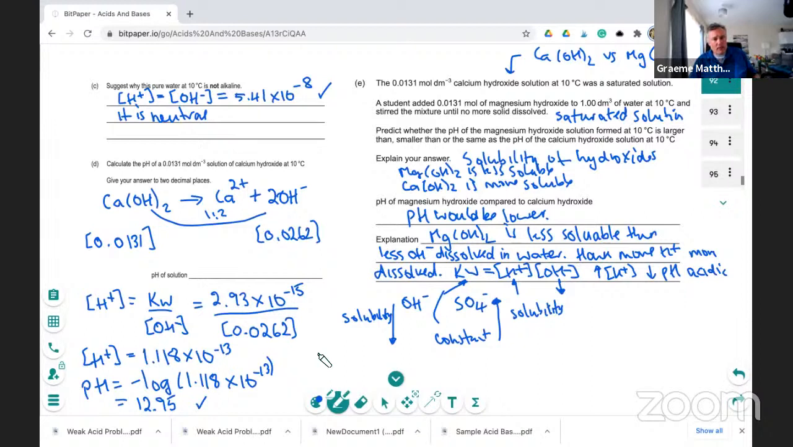Then we did a really simple one where you just calculate the pH of calcium hydroxide. I picked that one because it is a 1-to-2 ratio between the calcium hydroxide and the hydroxide ions.